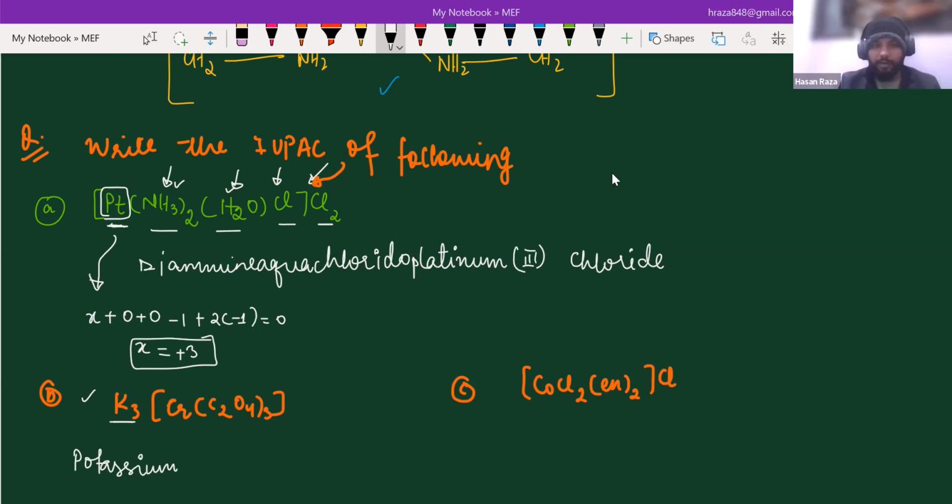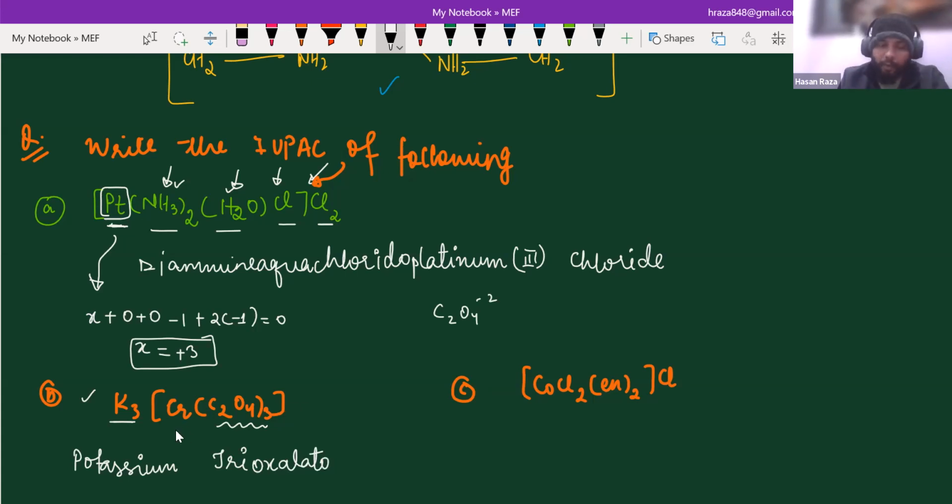Wait a minute, I got a name. Potassium trioxalate chromate oxalate. Oh, very good. Now see, after writing the counter ion potassium, you are going to give some space and jump to the ligand. And it is 3, so tri, and C2O4 is C2O4 minus 2. It is a negative ligand. So its name is oxalate, but in IUPAC, since it is an anionic ligand, we will write oxalato.